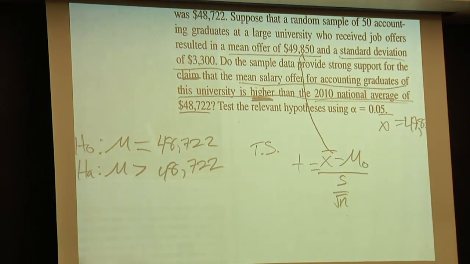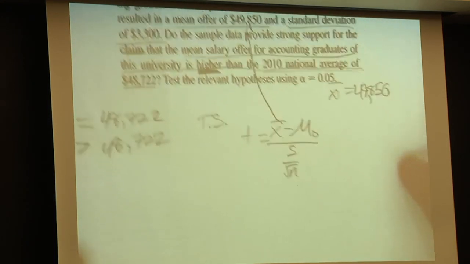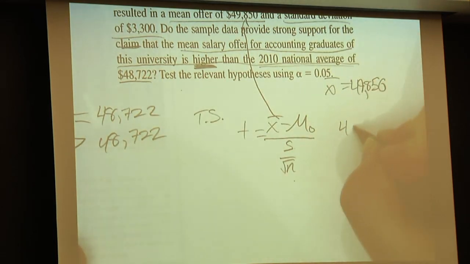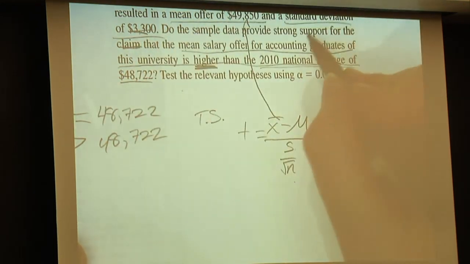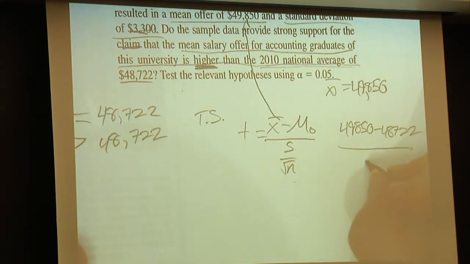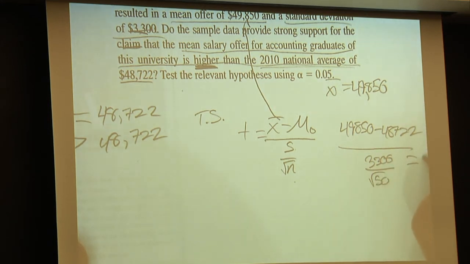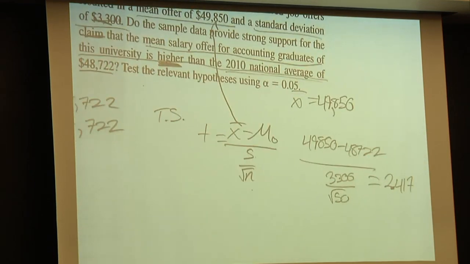Any confusion about where numbers have come from so far? Just so I can clarify if we need to. Wonderful. So we're going to plug stuff in. 49,850 minus 48,722 over, oh, we need s. Where's s? 3,300 right there. Sample standard deviation. So we have 3,300 over root n, and in this case our n was 50. You do the math, you get 2.417 approximately, right? So we get something like that.